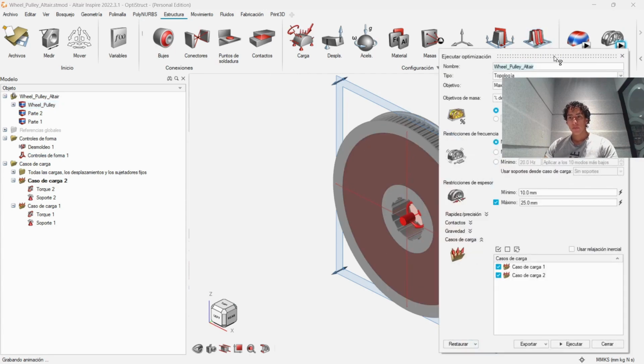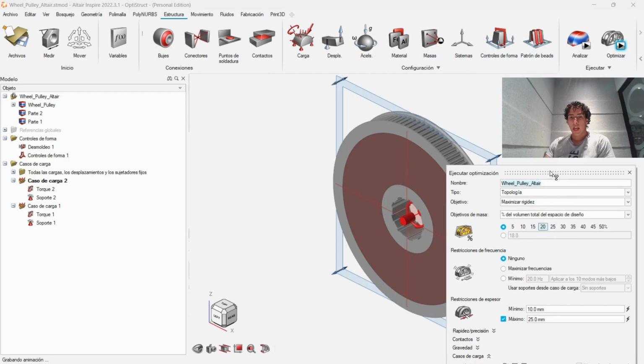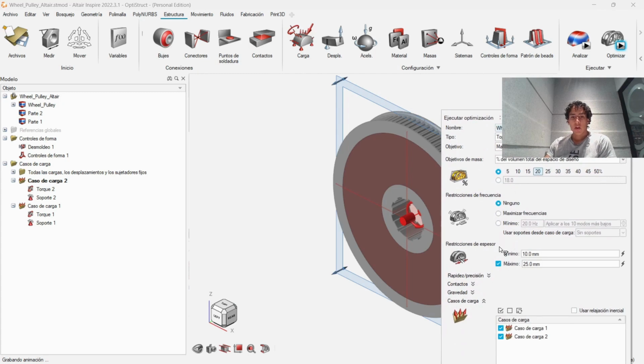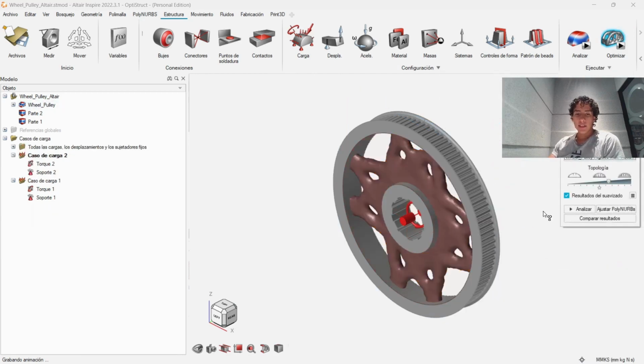I chose to optimize for maximum stiffness to control the percentage of mass reduction in the design space. And after some tests with small variations in the parameters, I decided to set a mass target of 20% and a thickness size between 10 and 25 millimeters, applying both load cases. And this is how the optimization turns out, taking around 2 minutes.